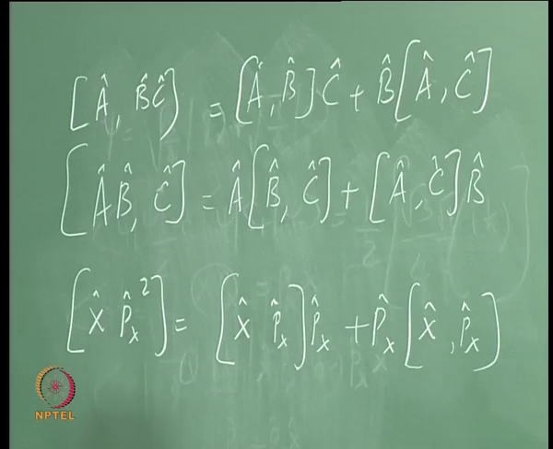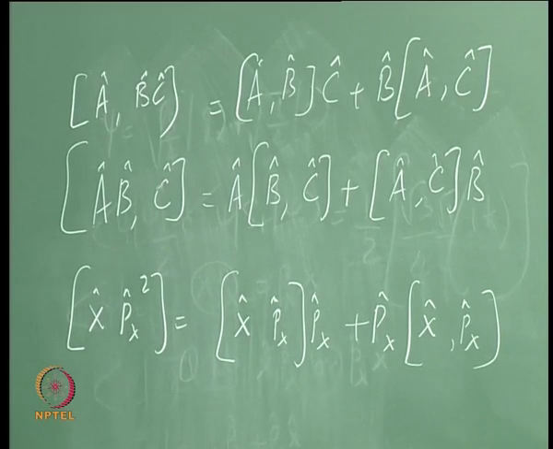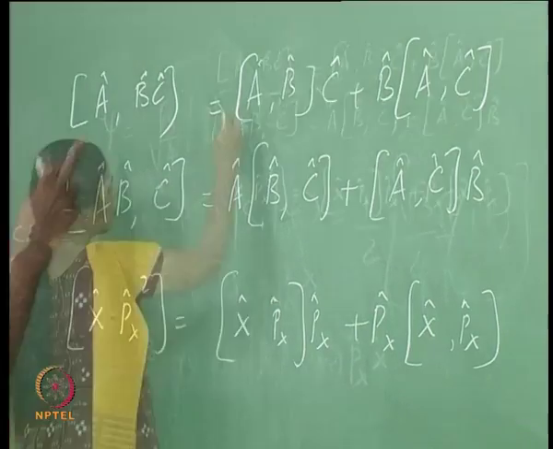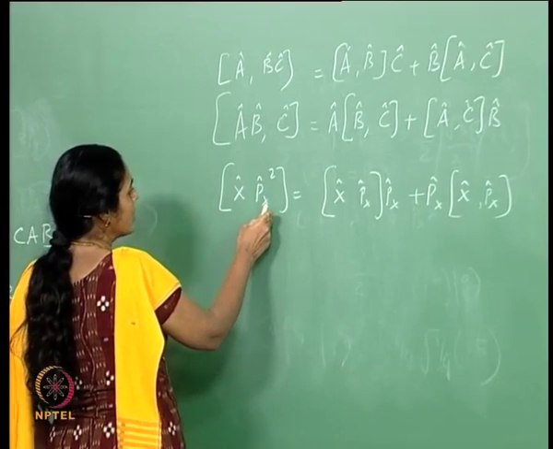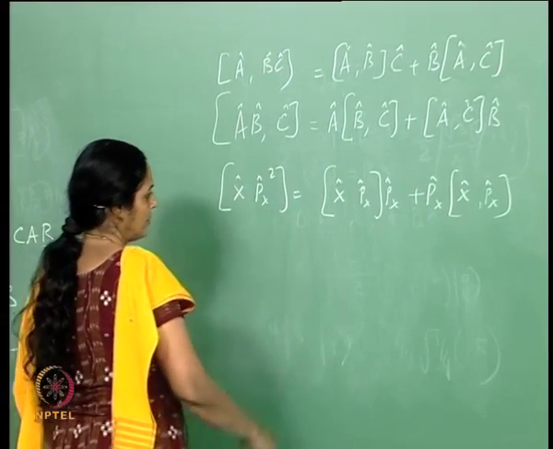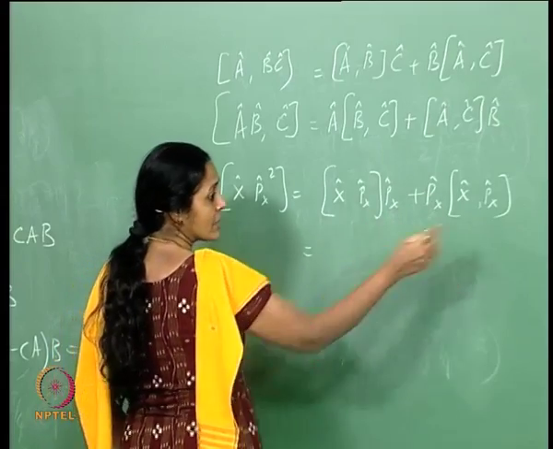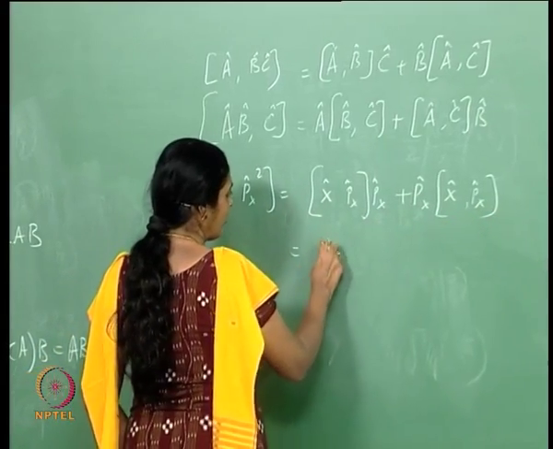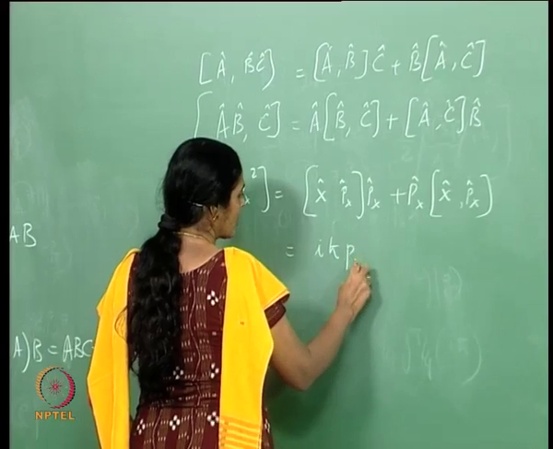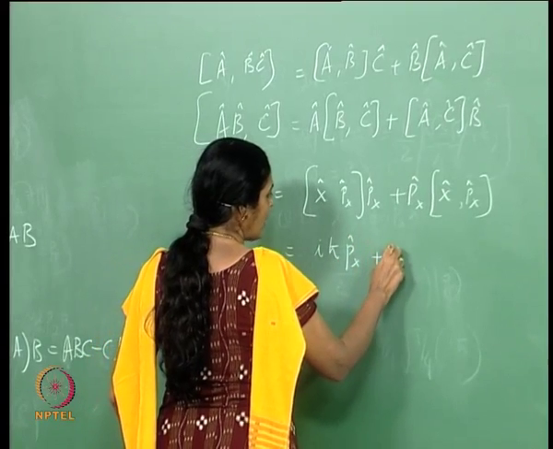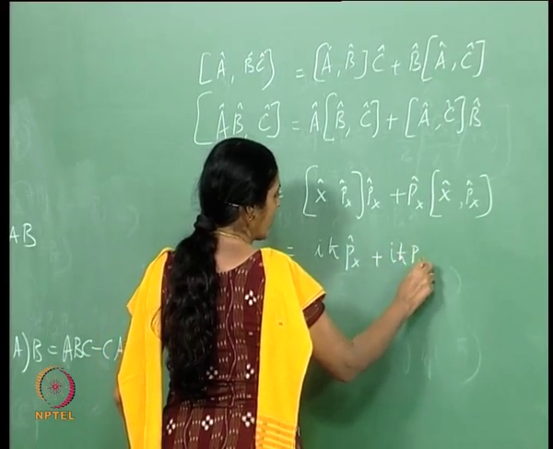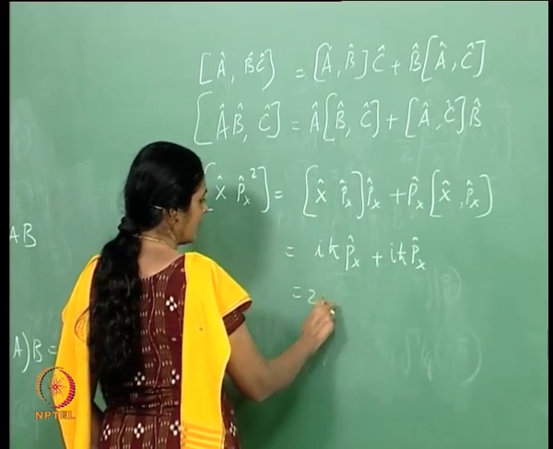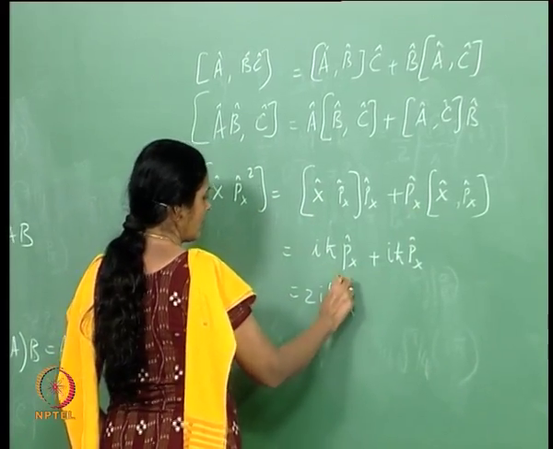All of them come with hats, they are all operators. So that is what I have done here. B is Px and C is also Px. This simplifies by that postulate 5 to iħ Px plus iħ Px. Since iħ is a number, I can pull that out, and that multiplies Px, which is 2iħ Px.